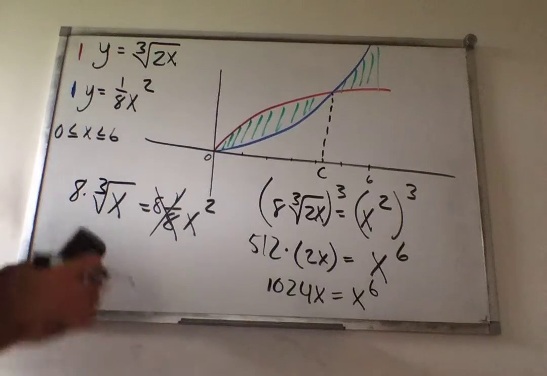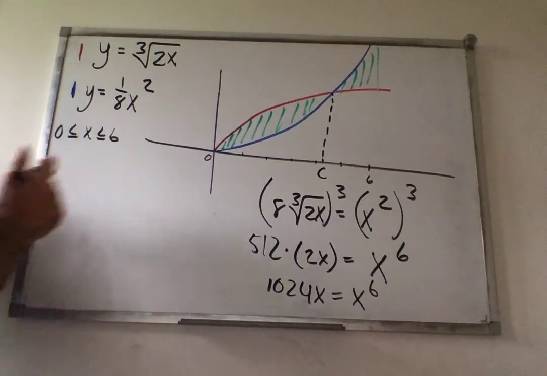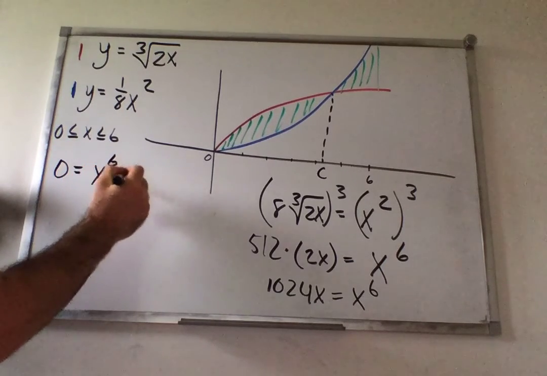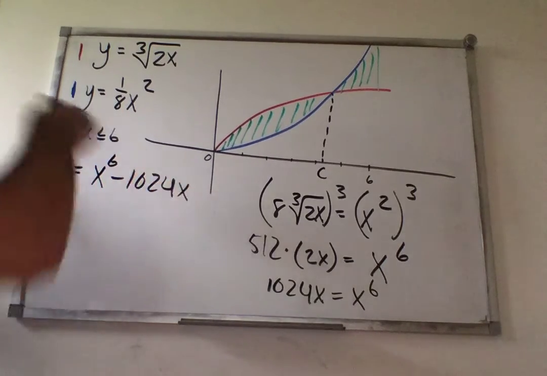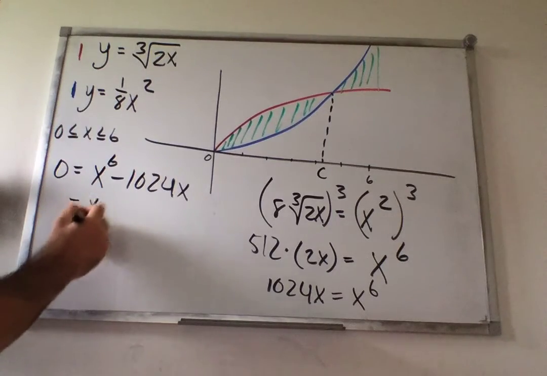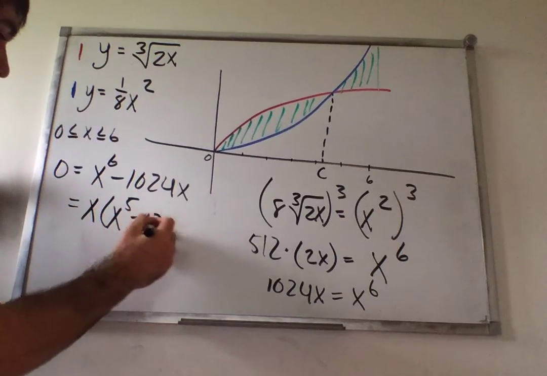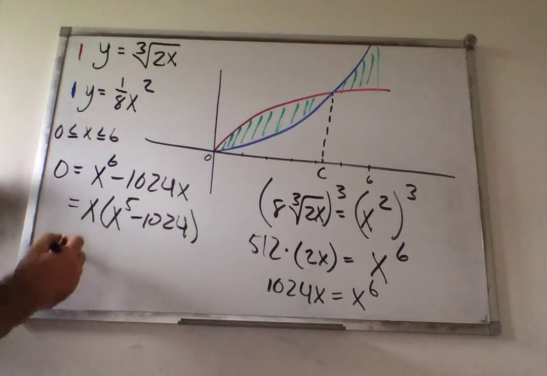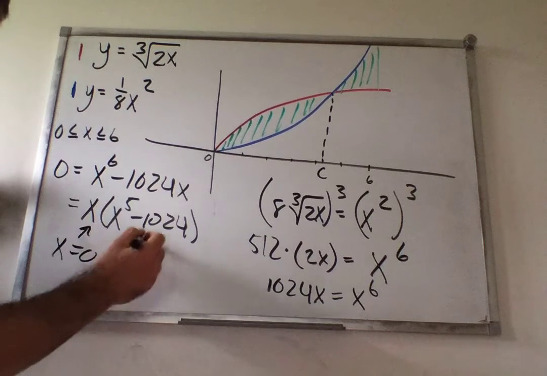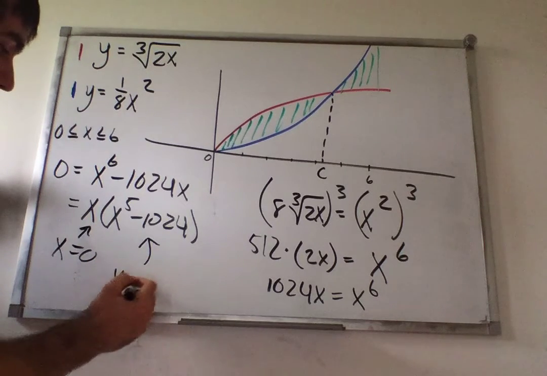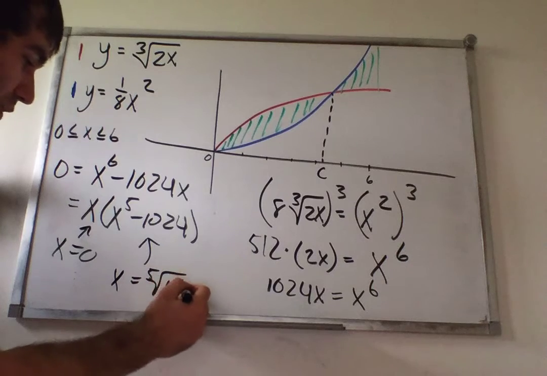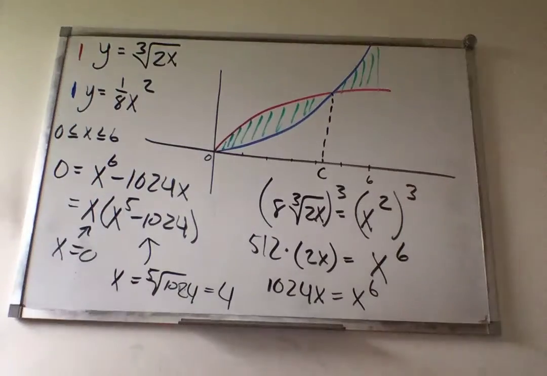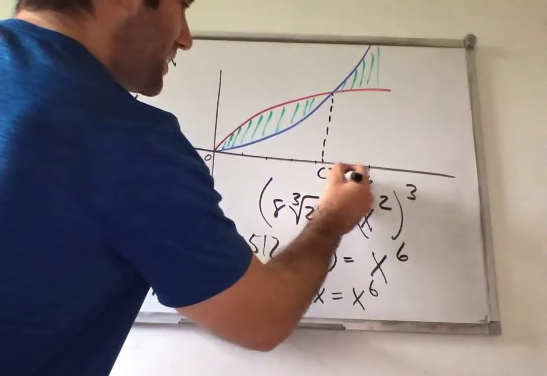And then I'm going to come over here and erase this. I'm going to subtract this over. So I get 0 is equal to x to the 6th minus 1024x. I'm going to factor out an x. I get x to the 5th minus 1024. And then you set each piece equal to 0. So x equals 0 from this one. And then from this one, you get x is equal to the 5th root of 1024, which has a nice whole number answer. It's equal to 4. Okay, so my C value is equal to 4.